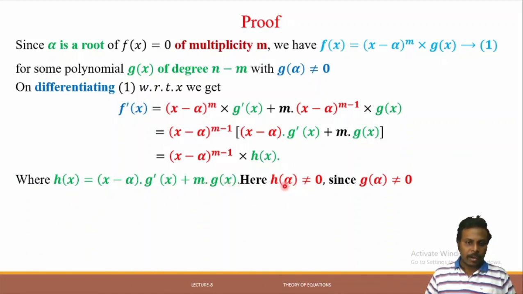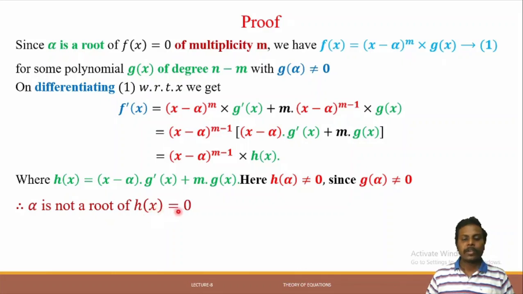Here h of alpha is not equal to 0. Why? Let us substitute alpha here. H of alpha is equal to alpha minus alpha, this becomes 0, into g dash alpha plus m into g of alpha. G of alpha is not equal to 0 from 1. Okay. So since g of alpha is not equal to 0, h of alpha is not equal to 0. So therefore alpha is not a root of h of x is equal to 0, because if h of alpha is not equal to 0, then obviously alpha is not a root of h of x is equal to 0.